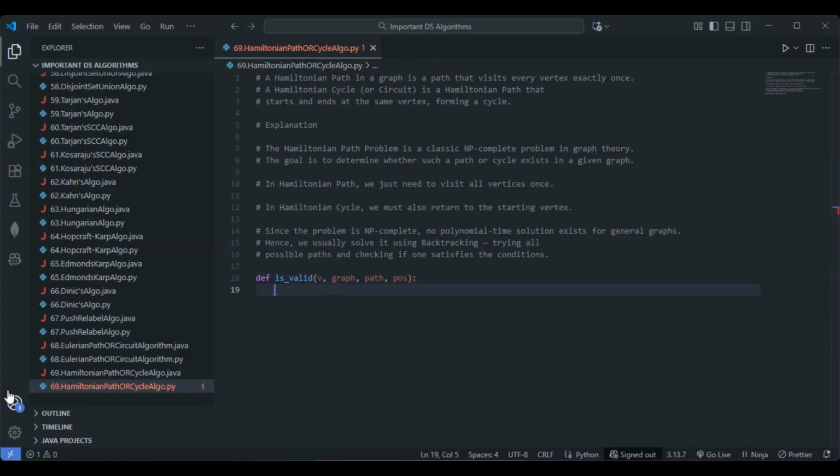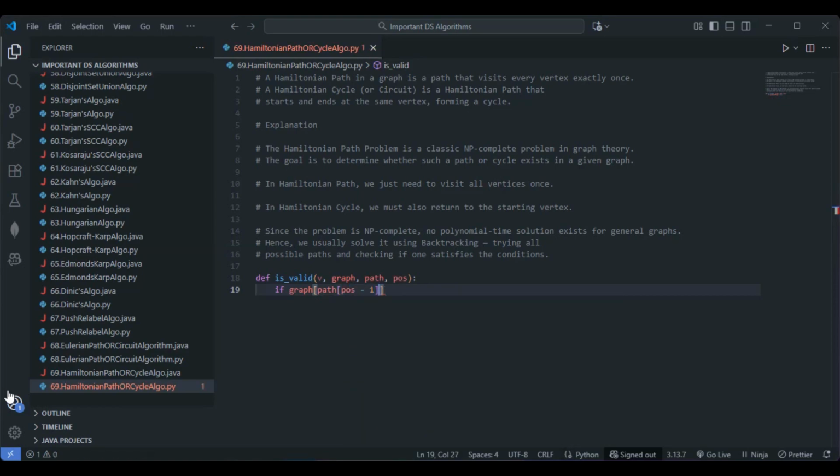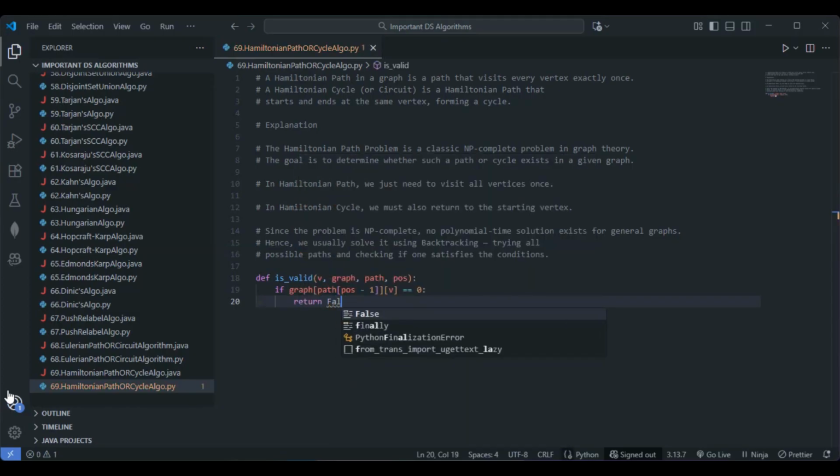Now, if this vertex is not connected to the previous one, then it's said to be invalid. So I can go this way: if graph of path of position minus one, v, we are checking if the value is equal to 0. If it is 0, meaning the particular vertex is not connected to the previous one, then it's invalid, so let me return the Boolean value False.